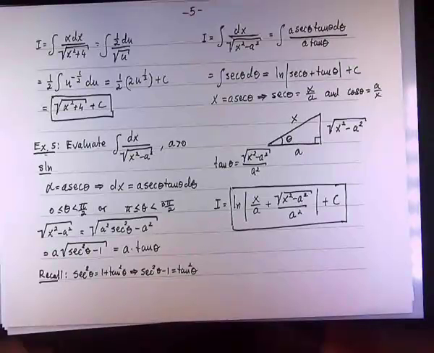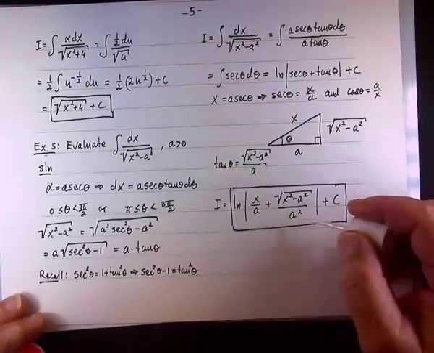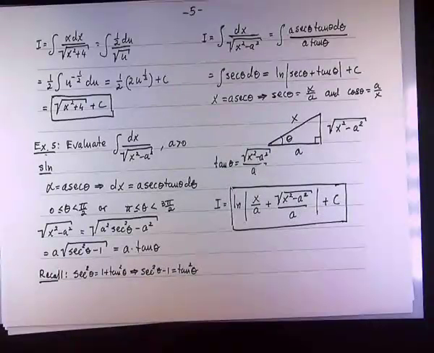There was a good question. Don't go away. There is a mistake here. That a squared is wrong. The tangent is the square root of x squared minus a squared over a. Thank you, Courtney. You were absolutely correct.